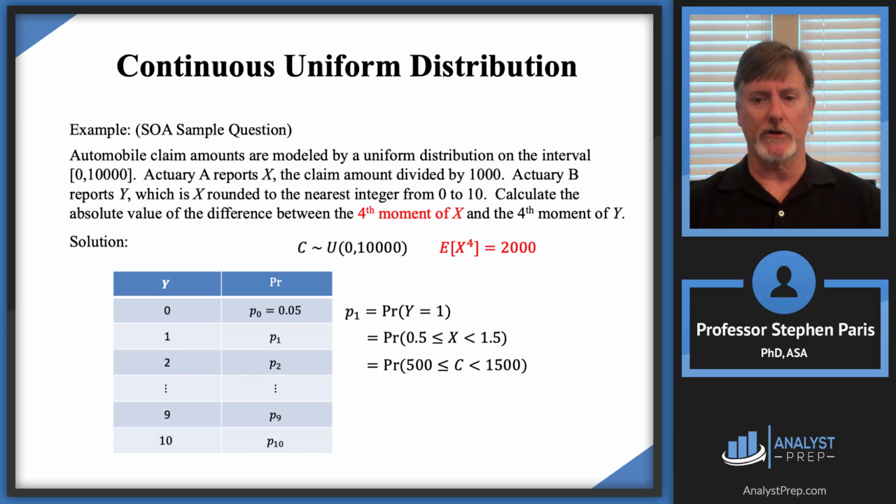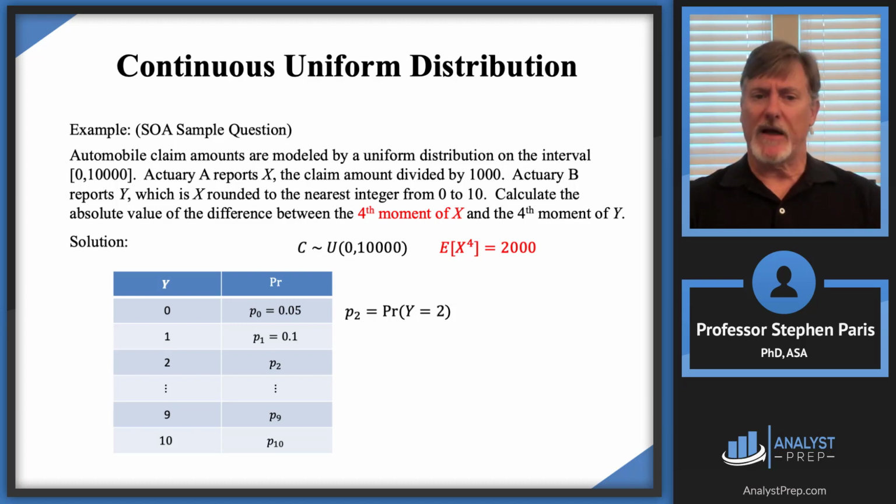and 1,500, and the probability that the claim amount was between 500 and 1,500 would be a ratio. The denominator would be 10,000, because that's the length of the interval defining the support, and in the numerator we would get the length of the interval defining the event, which is 1,000. And then 1,000 divided by 10,000 is 0.1. So the P sub 1 value would be 0.1. I think you should be able to see and agree with me.